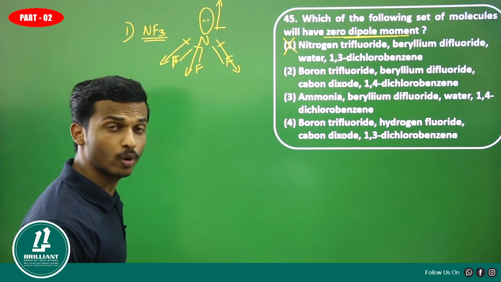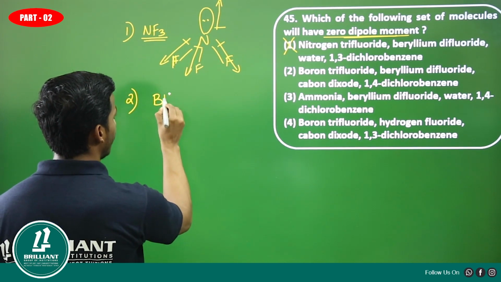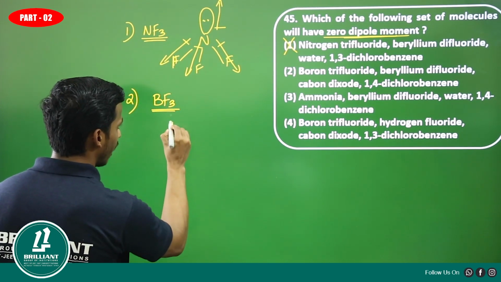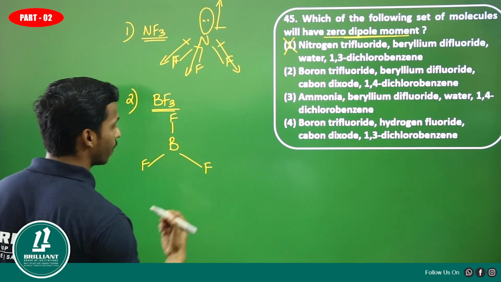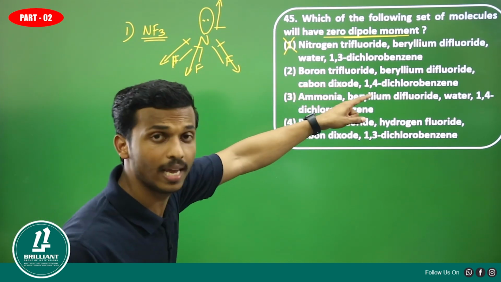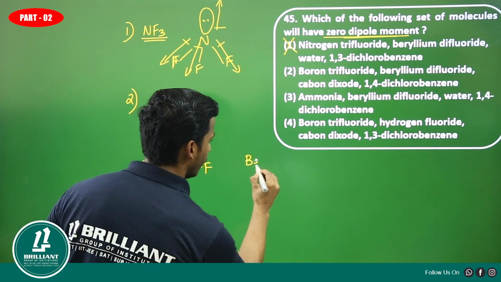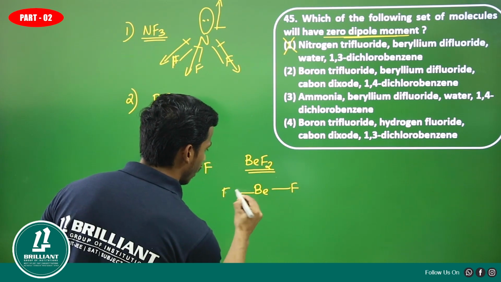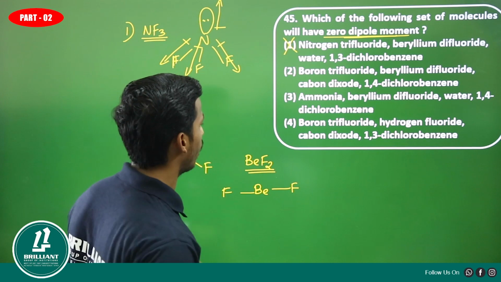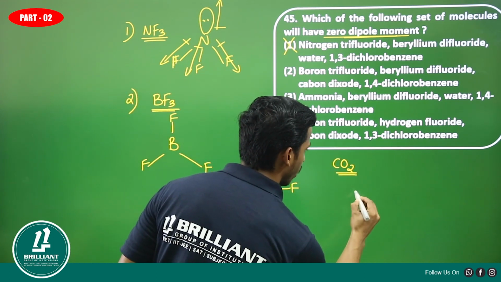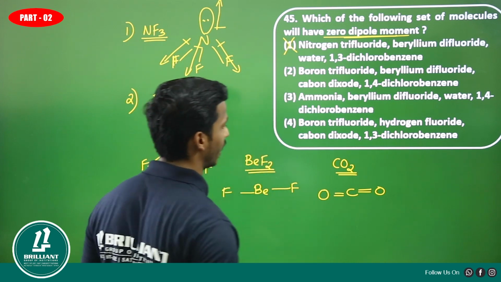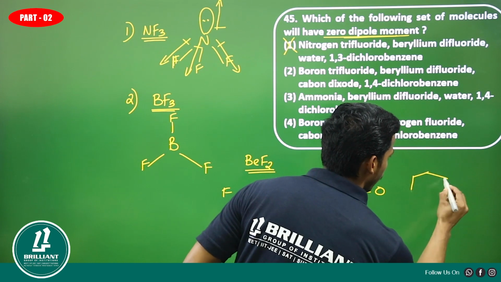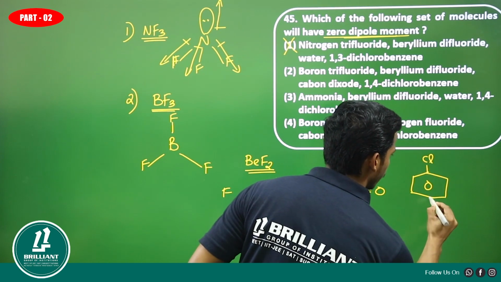Boron trifluoride. What is boron trifluoride? BF3, right? What is the structure of BF3? Trigonal planar. And what is another one? Beryllium difluoride, BeF2. What is the geometry? Linear geometry, right? Then, what about another one? Carbon dioxide, CO2, with O=C=O. What about the last one? 1,4-dichlorobenzene. What is that? Benzene, first and fourth position, two chlorines.